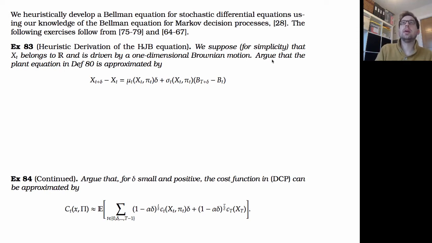Okay. So argue that the plant equation that we gave above is approximated by the following. In other words, that the change in x is given by the drift plus sigma_t(x_t, pi_t), and then that's altered by the perturbation that we get from a Brownian motion between time t and t plus delta, b_t. And a slight typo here again. Well, the answer to this is that it's exactly the same as our previous exercise.